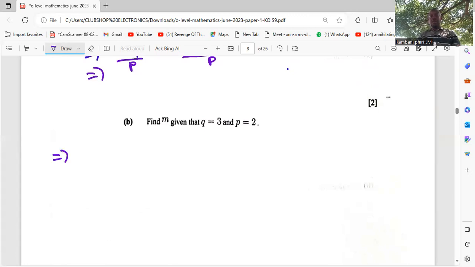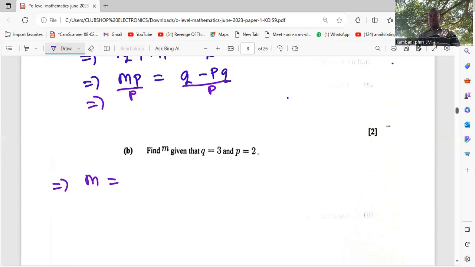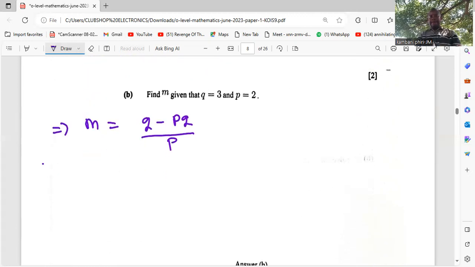Now, being told that we find M when Q is 3 and P is 2. We already have the expression for M: Q minus PQ divided by P. So we just do the substitution. M is equal to, our Q is 3 minus, our P is 2. PQ means P times Q, so P times 3.